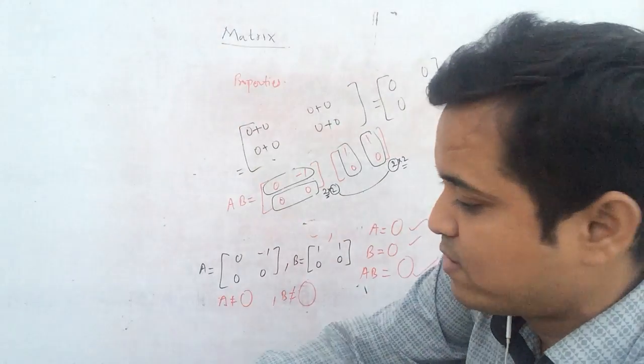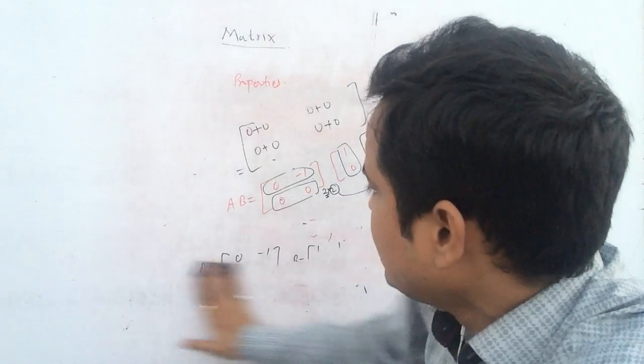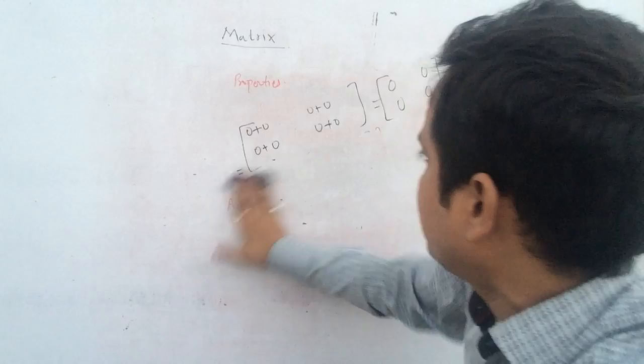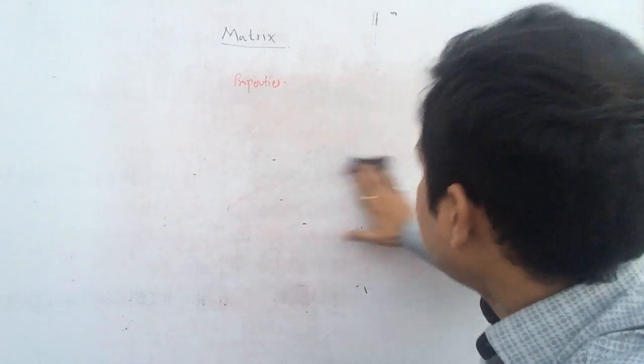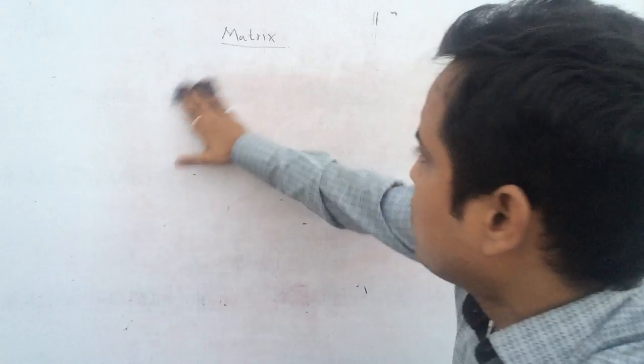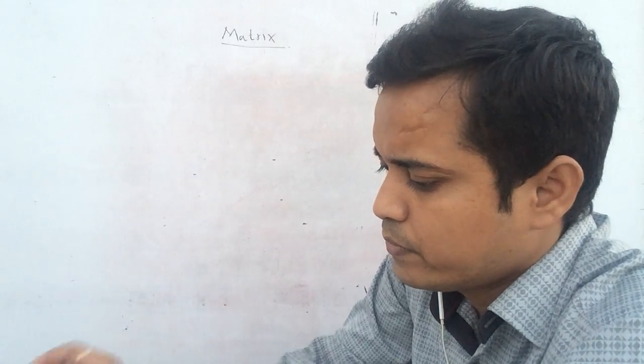Okay, null matrix. Okay, so it is not necessary that A is 0 or B is 0. AB can also be 0 if A into B equal to 0. Okay, the product can be 0. So now move to the question here.